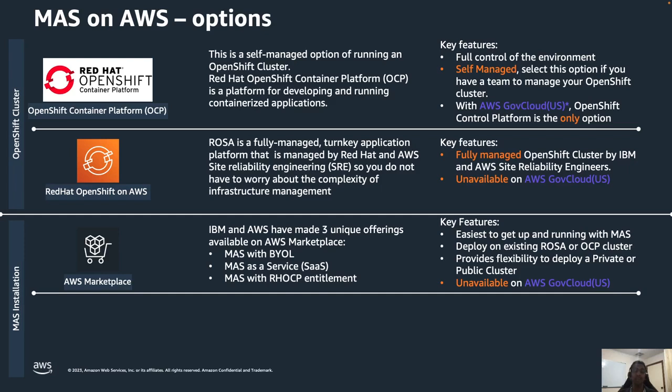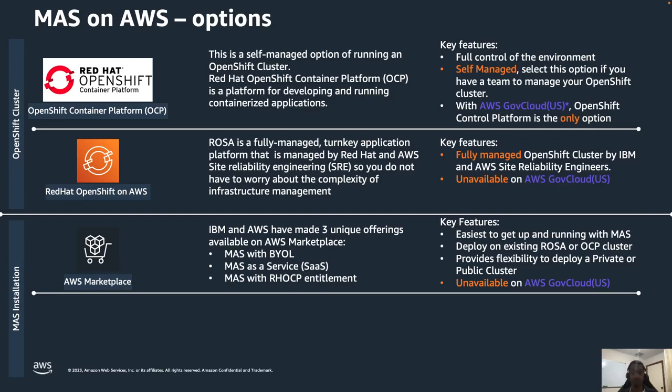So the key takeaway is, if you choose to go down AWS Marketplace, you essentially get that familiar click and subscribe model. You can deploy the AWS Marketplace offering of MAS onto either a Red Hat OpenShift on AWS cluster, or a ROSA cluster, or an OCP cluster.